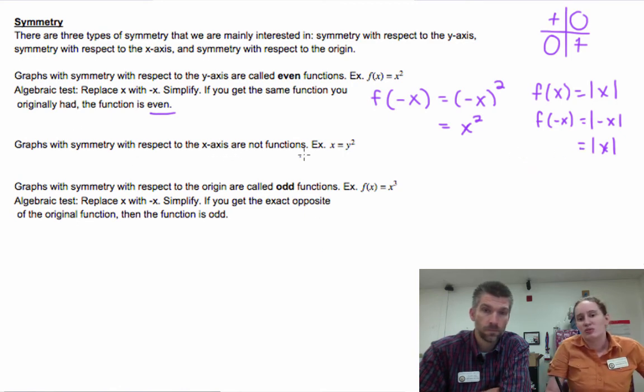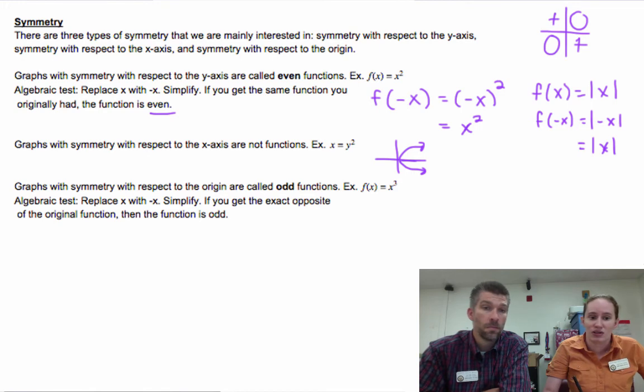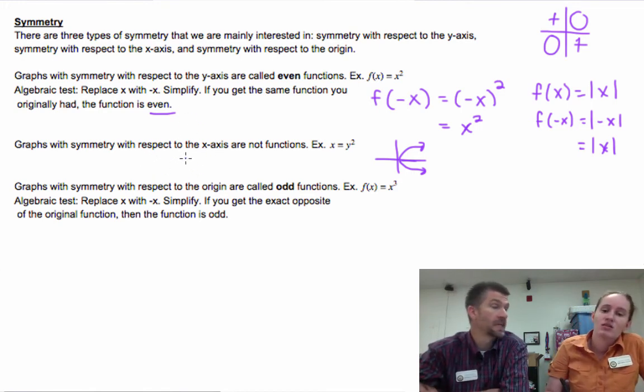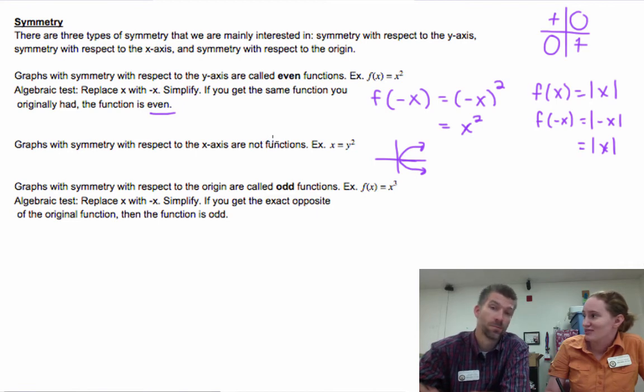Graphs with symmetry with respect to the x-axis are not functions, so we don't really care about them so much. For the most part, we'll be dealing with functions. This would be a situation where we've got a parabola on its side. It does have symmetry across the x-axis, but it's not a function. It doesn't pass the vertical line test. But we'll talk about some other graphs later, like polar coordinates, which have symmetry this way, not if they're functions, not until we get to conic sections and polar coordinates.